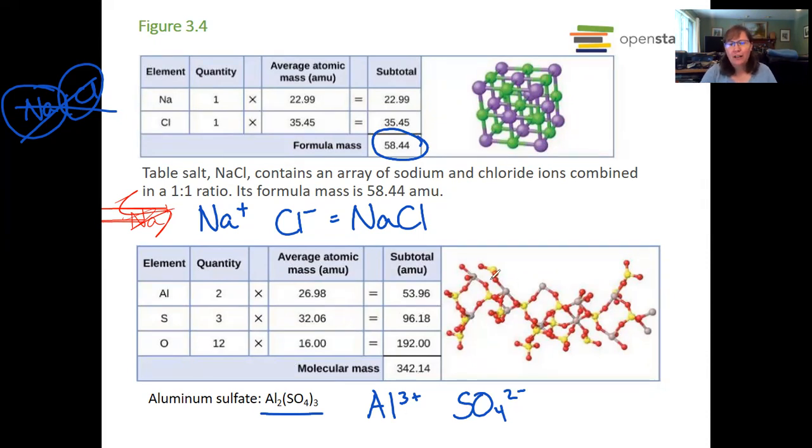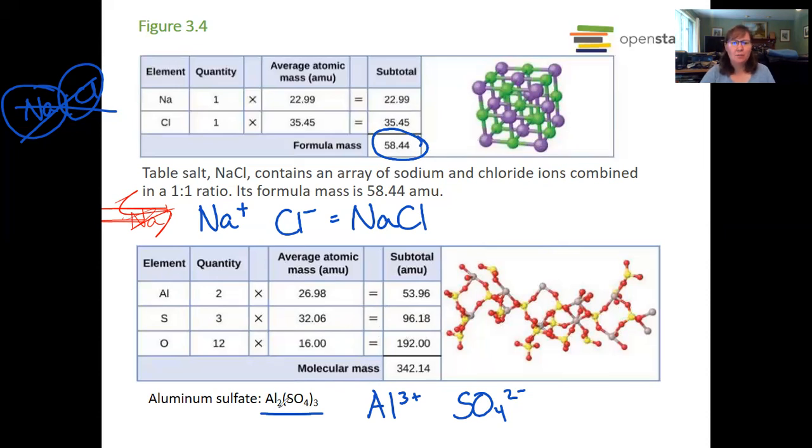You can see here that the interlocking structure for aluminum sulfate is very, very different than the interlocking structure of sodium chloride. And again, if you go on to Chem 2, you're going to learn about how those differ. And here you can see 2 aluminums, 3 sulfurs, and 12 oxygens to come up with the molar mass. So you're saying, okay, well, where do we get these from? Okay, so let's come over here.